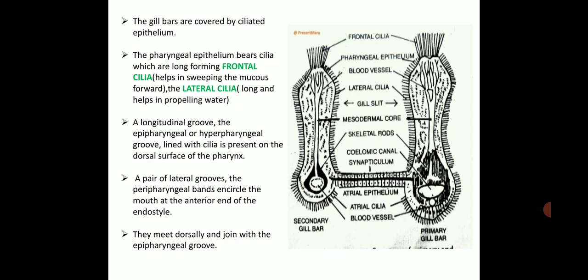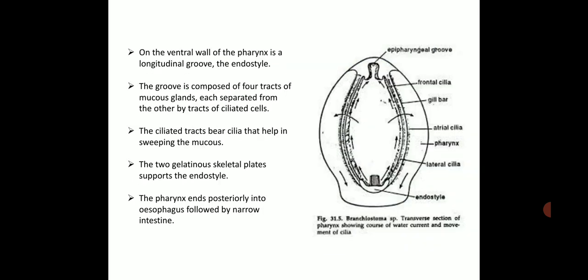So the longitudinal groove, that is the epipharyngeal or hyperpharyngeal groove, which is lined with cilia, is present on the dorsal surface of the pharynx. The pair of lateral grooves, the peripharyngeal bands, encircles the mouth at the anterior end of the endostyle. They meet dorsally and join with the epipharyngeal groove. So here you can see where exactly the epipharyngeal groove is present.